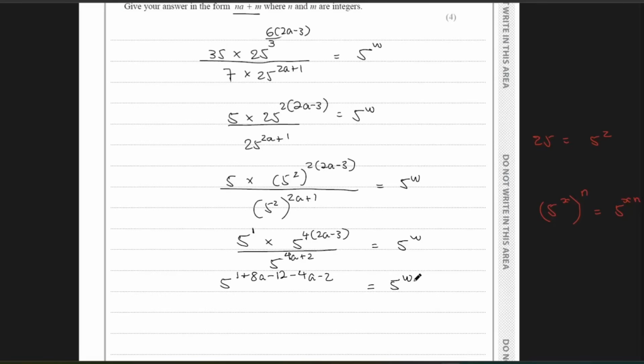Now, we only have one term on each side. So both the terms have the same base. We can get rid of the base. So we just need to solve the powers.